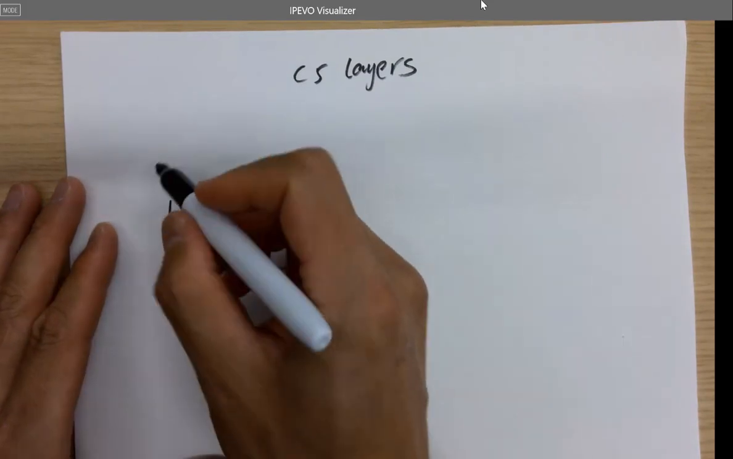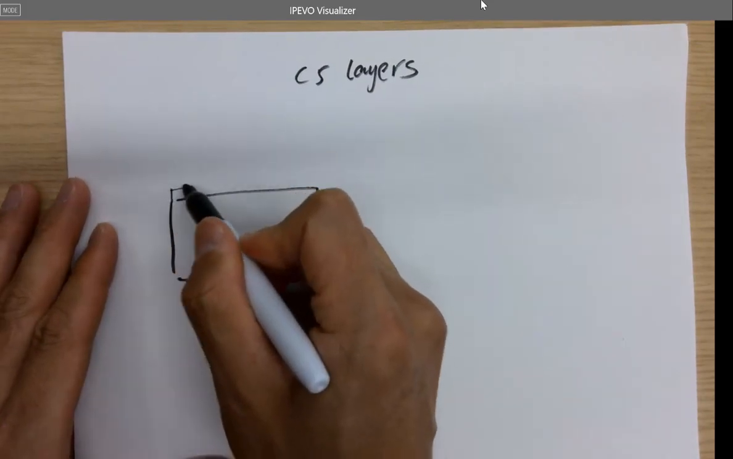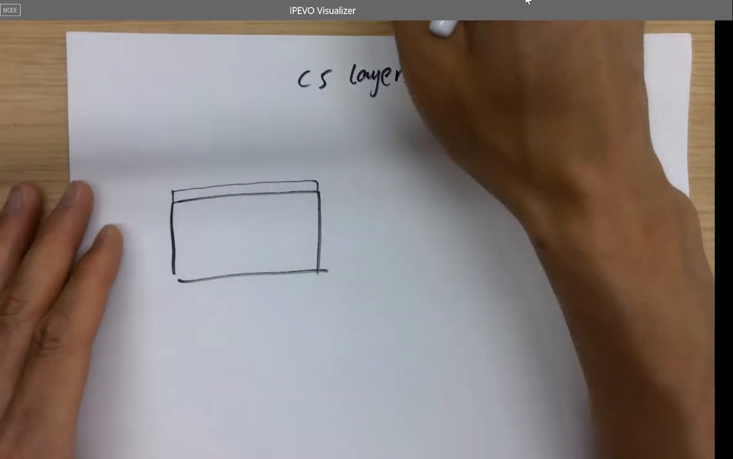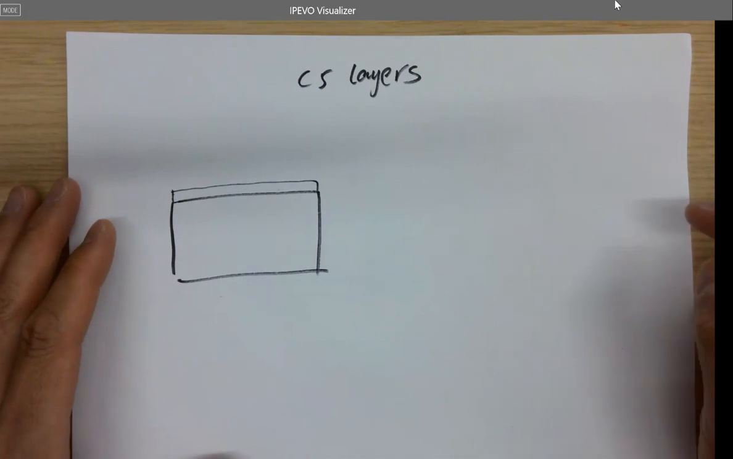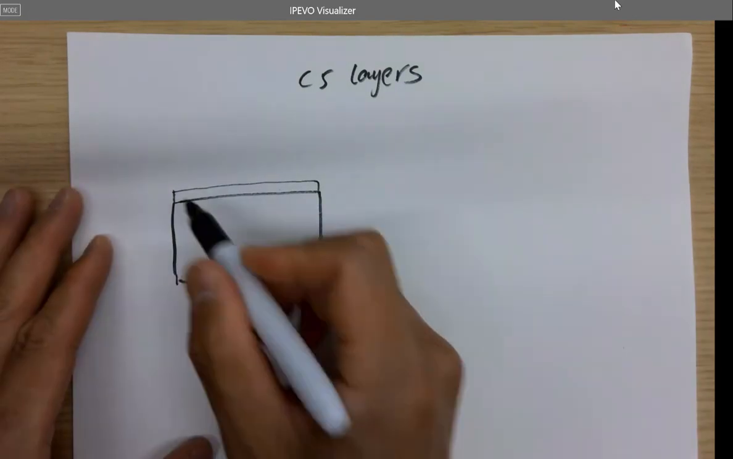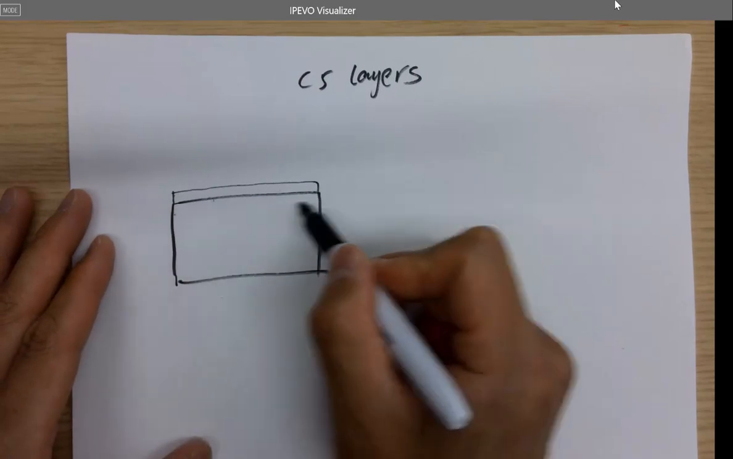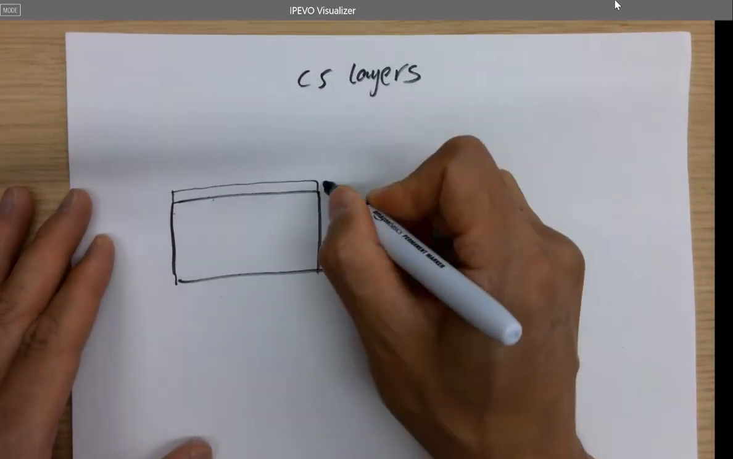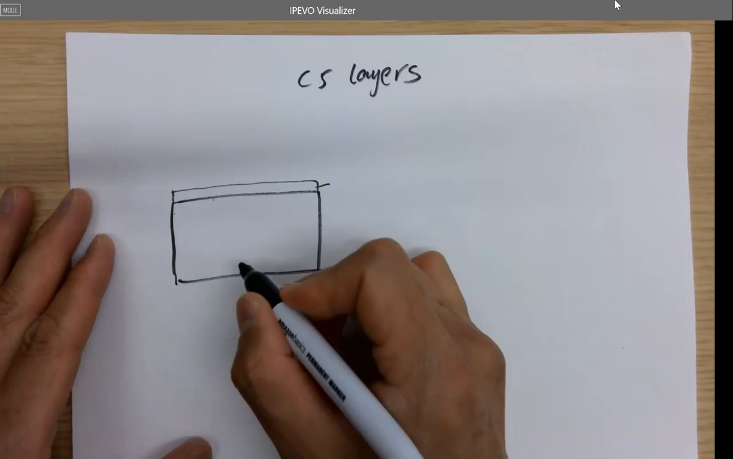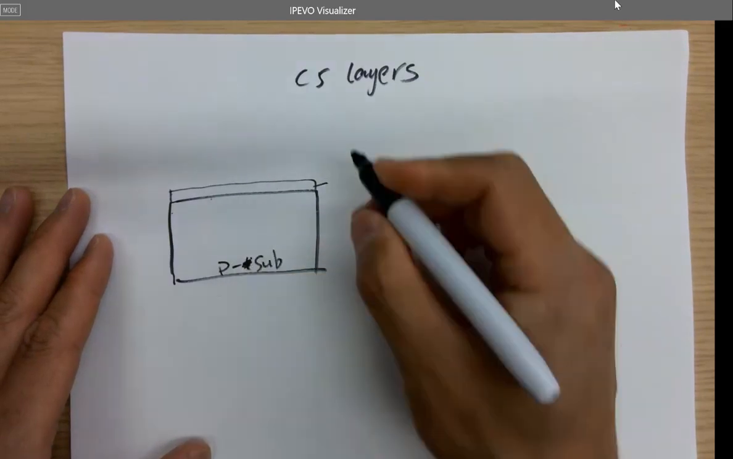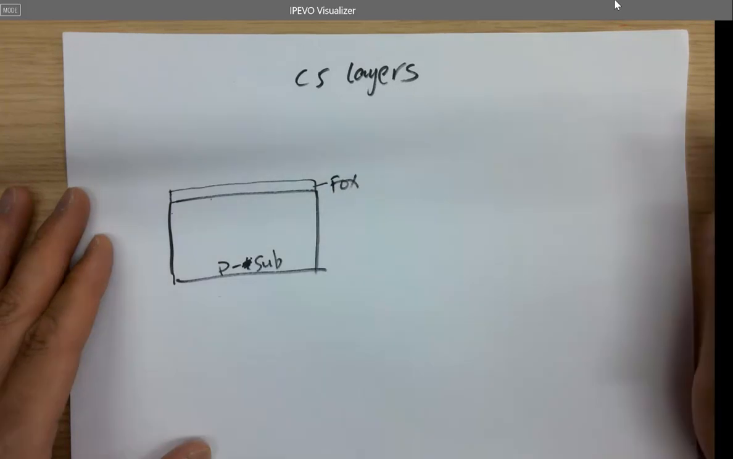So first we just have to draw the Fox layer. Let's just draw it this way. If you look at all the different cartoons online or other drawings, they may draw it a little bit more into the wafer. It's confusing. Let's just treat it as one layer on top of the wafer. If this is a P-type substrate, or P-sub, this is Fox, field oxide.